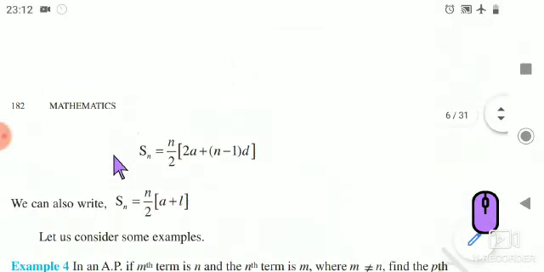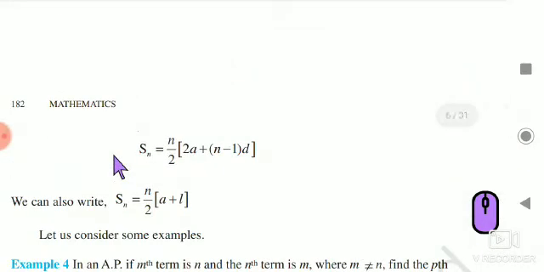With these definitions, today we are going to solve some examples, but before that let me give one simple formula to find the sum to n terms of the arithmetic progression. It is given by the formula Sn is equal to n divided by 2 into 2a plus n minus 1 into d. We can also write Sn is equal to n by 2 into a plus a plus n minus 1 into d. But a plus n minus 1 into d is our L, therefore Sn is equal to n by 2 into a plus L.